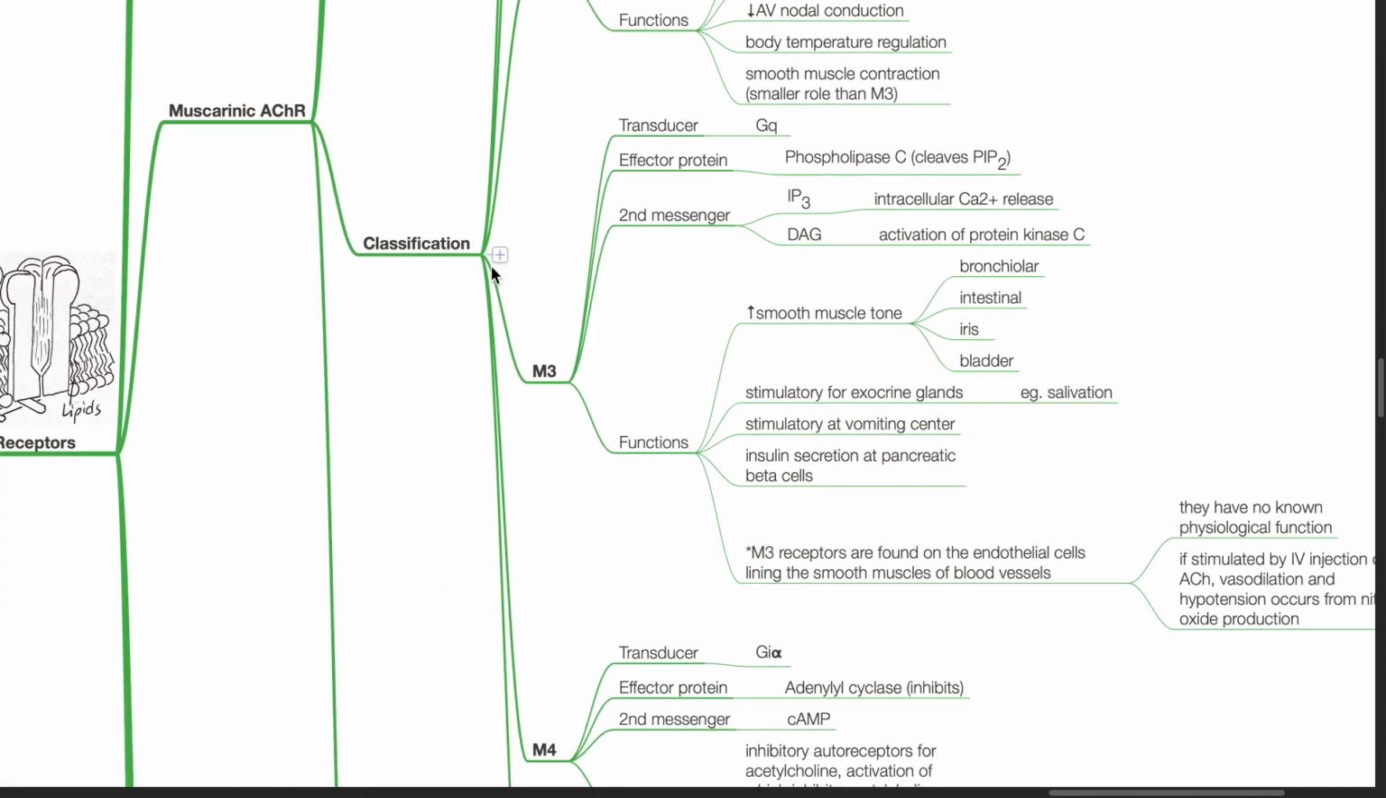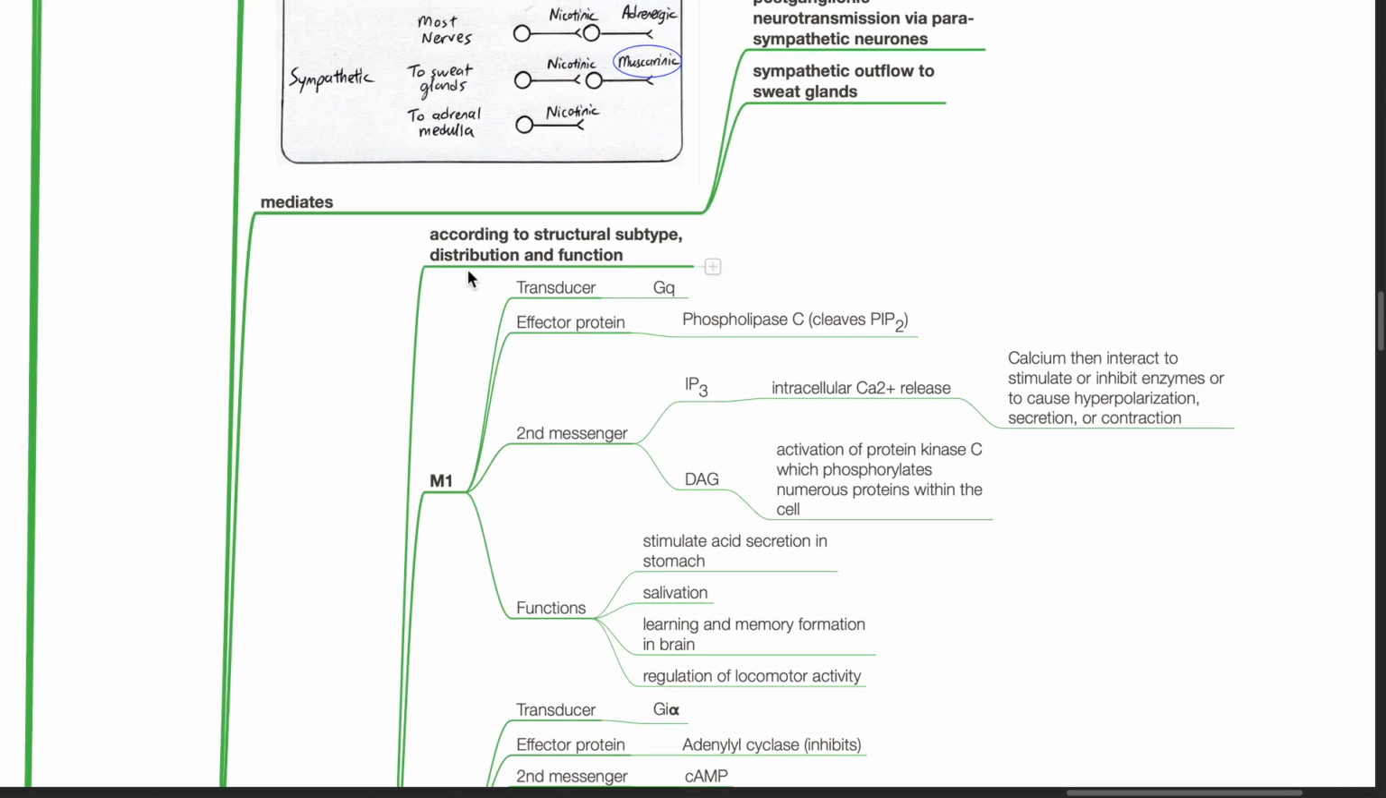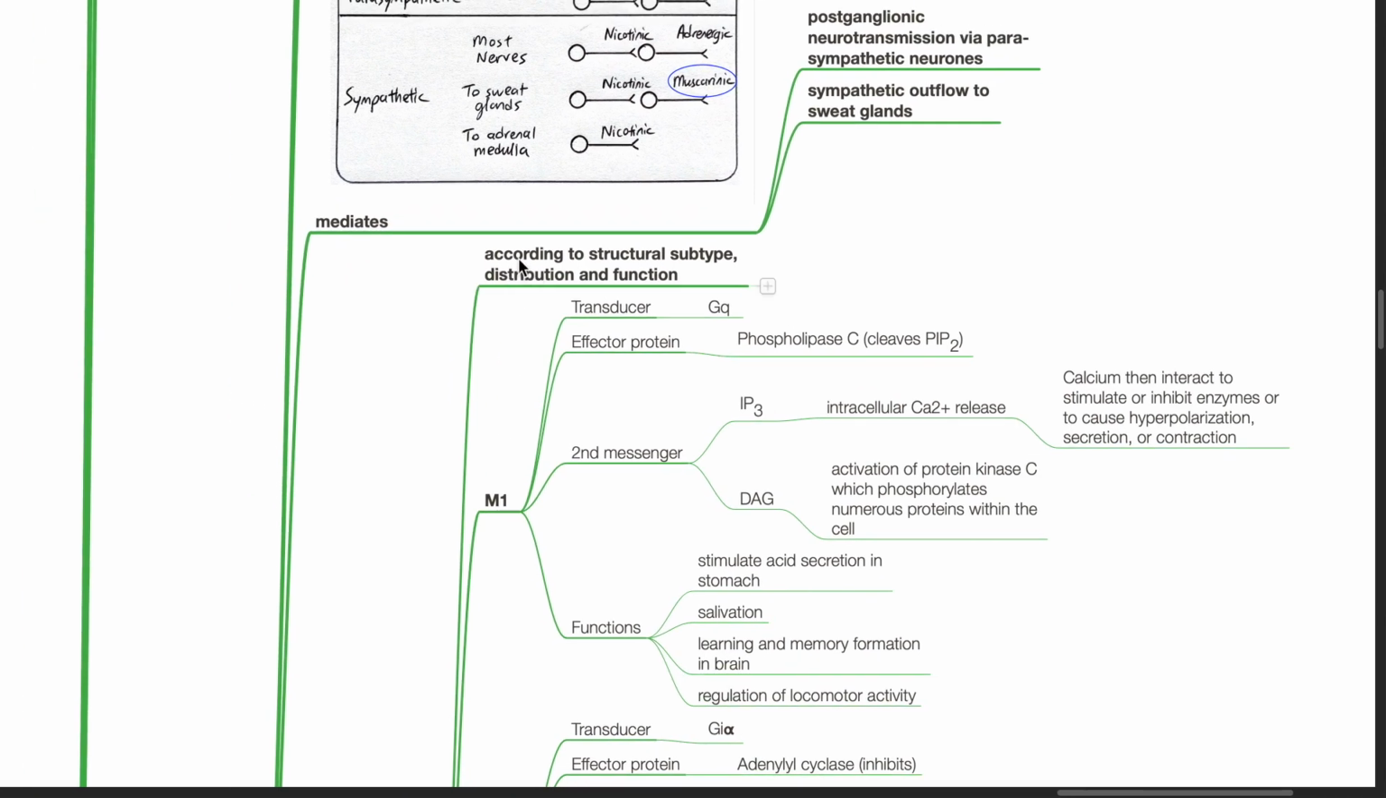Classification. Muscarinic acetylcholine receptors are classified according to their structural subtype, distribution, and function. M1. Transducer is Gq, effector protein is phospholipase C, which cleaves PIP2. Second messenger is IP3, which causes intracellular calcium release. Calcium then interacts to stimulate or inhibit enzymes or to cause hyperpolarization, secretion, or contraction.